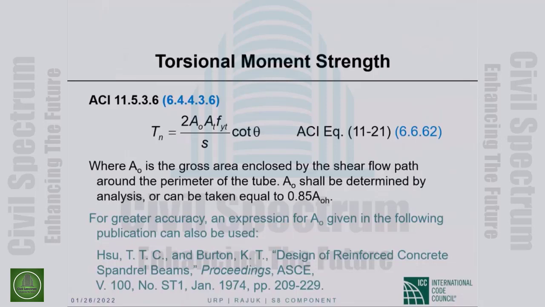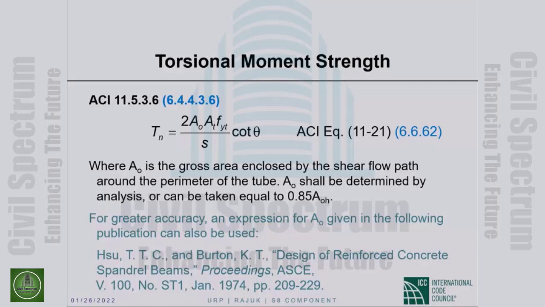Now, the torsional strength T sub n, remember we have to have phi times T sub n larger than or equal to T sub u. What is T sub n? Given by this expression, and I will show you a bit of a derivation in a couple of slides. So T sub n is twice A sub 0. A sub 0, remember, is the area within the shear flow path. Gross area enclosed by the shear flow path around the perimeter of the section.